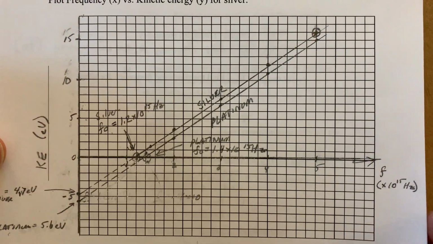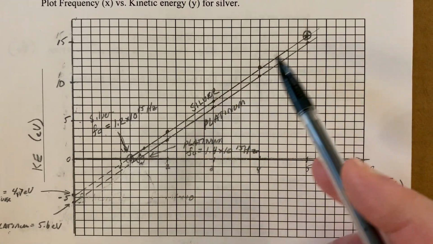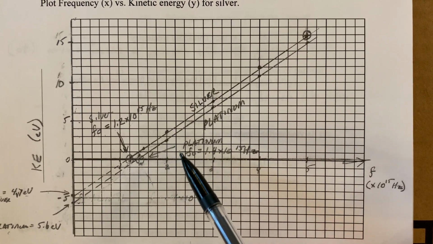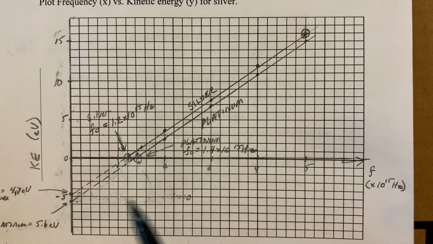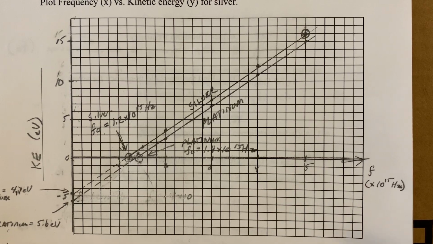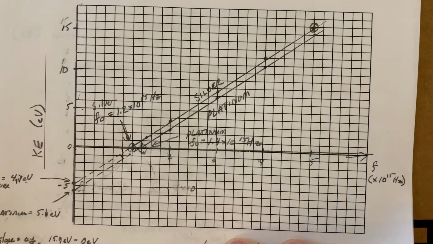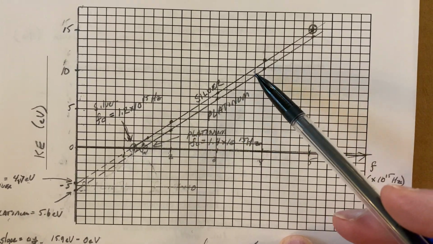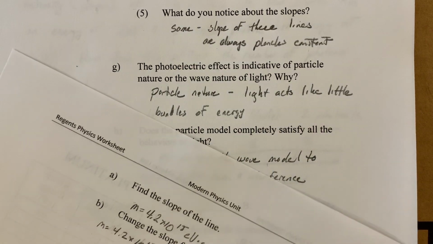So let's take a look at our graphs that you guys were asked to plot. You'll notice that the 2 graphs are going to be nice and parallel to each other. And I've got a whole bunch of other things written down here that we're going to talk about in a second. And I will take a picture and I'll post all of this. We've got kinetic energy in electron volts and frequency in times 10 to the 15th hertz. So all these numbers are times 10 to the 15th. And the first thing was to plot kinetic energy versus frequencies.